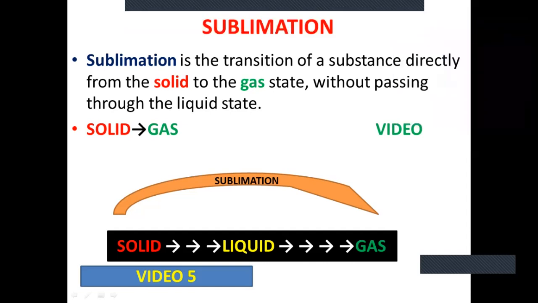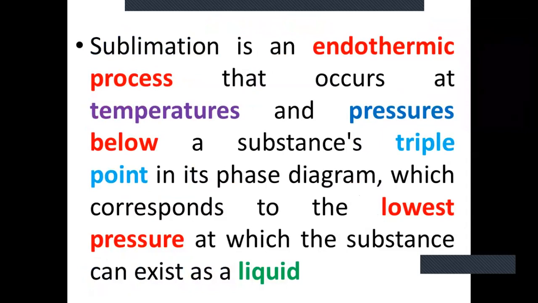Welcome back. I hope you understood that video. The next slide is a continuation from the previous slide. Sublimation is an endothermic process, which means it requires what? Heat. This endothermic process occurs at temperatures and pressures below a substance's triple point, from the former video, in its phase diagram, which corresponds to the lowest pressure at which the substance can exist as a liquid. The other videos have explained this information.